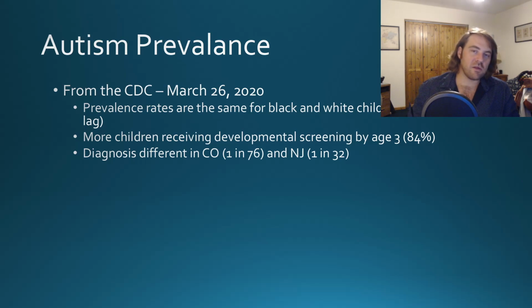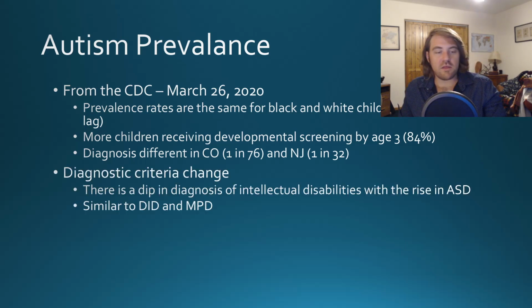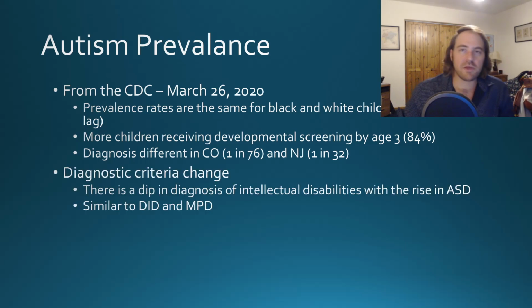Here's an interesting thing, though. The diagnosis is different in Colorado, which is 1 in 76 children, versus New Jersey, which is 1 in 32 children. What is going on here? Well, to some extent, the DSM isn't perfect. None of these diagnostic criteria are perfect.